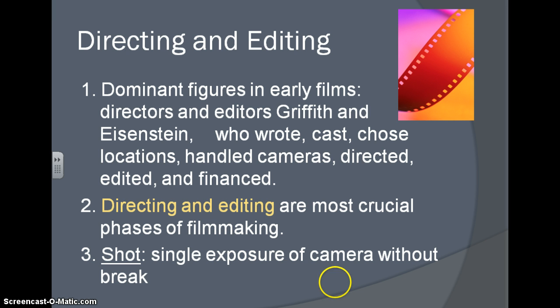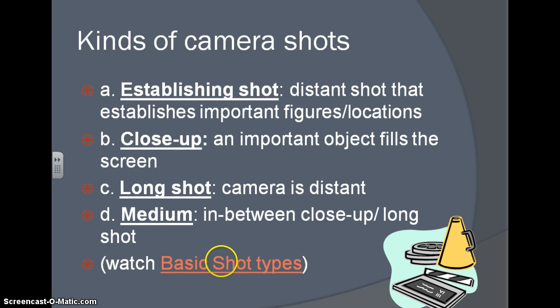All right, so we have a lot of definitions, and I'm not going to try to read them all to you, but they have to do with the kinds of shots, and that's the single exposure of camera without break. Maybe you say cut, 3, 2, 1, action, and then cut. It's when the shot is started and stopped. So you have a variety, and I'm not going to watch it on here for time, but I have this in our Unit 12 videos. It's real short, but it shows you the different kinds of shots.